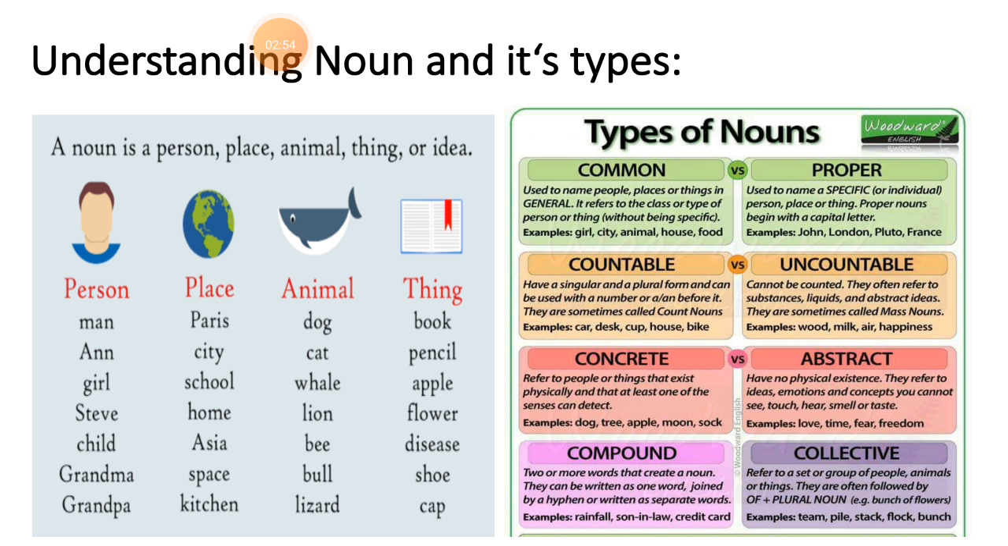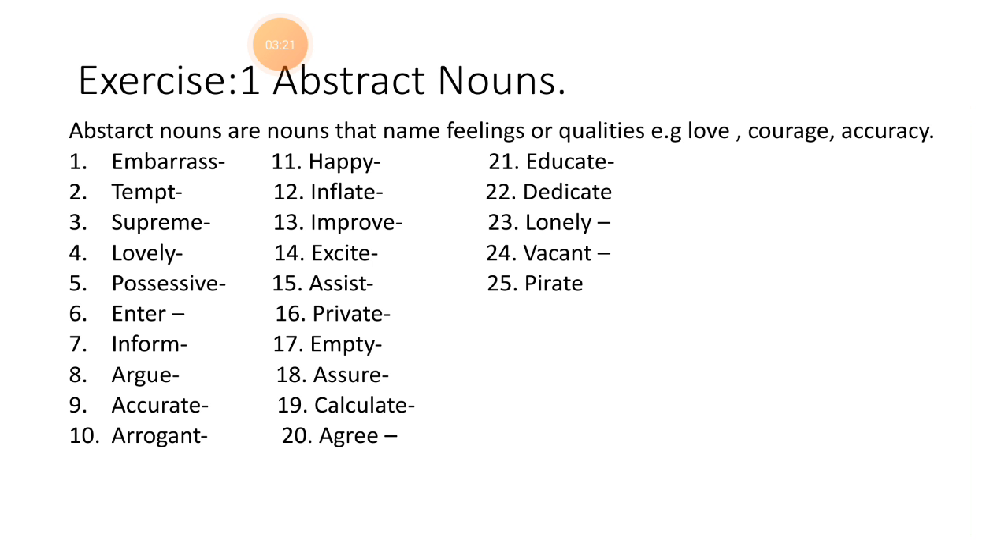Collective, refer to a group of people, animals or things. They are often followed by of plural noun, and that is bunch of flowers, or team, pile, flock, bunch, right? A pack of wolves. That is how a collective group of noun is called collective, right? So, how many types of nouns are there? There are 8 types of nouns.